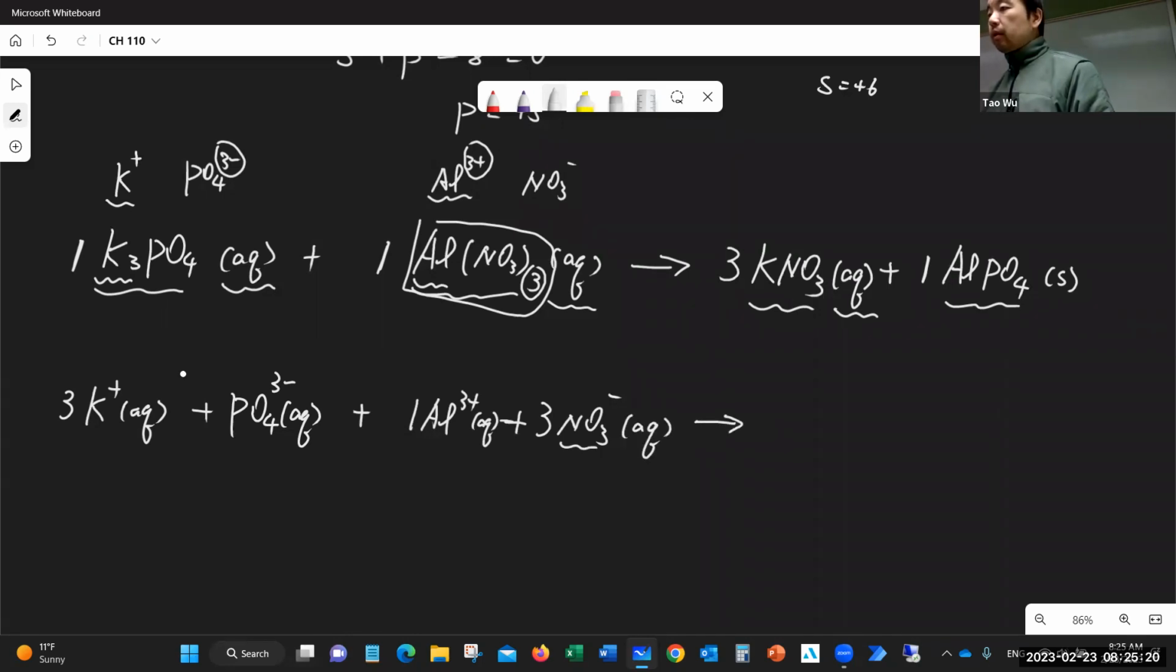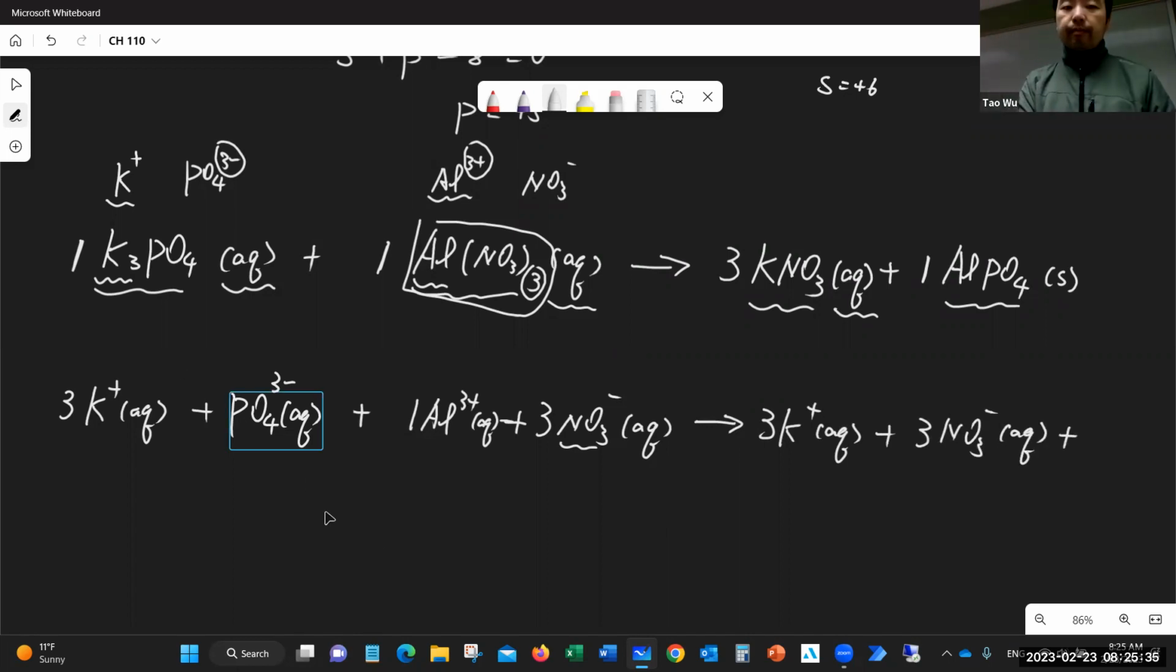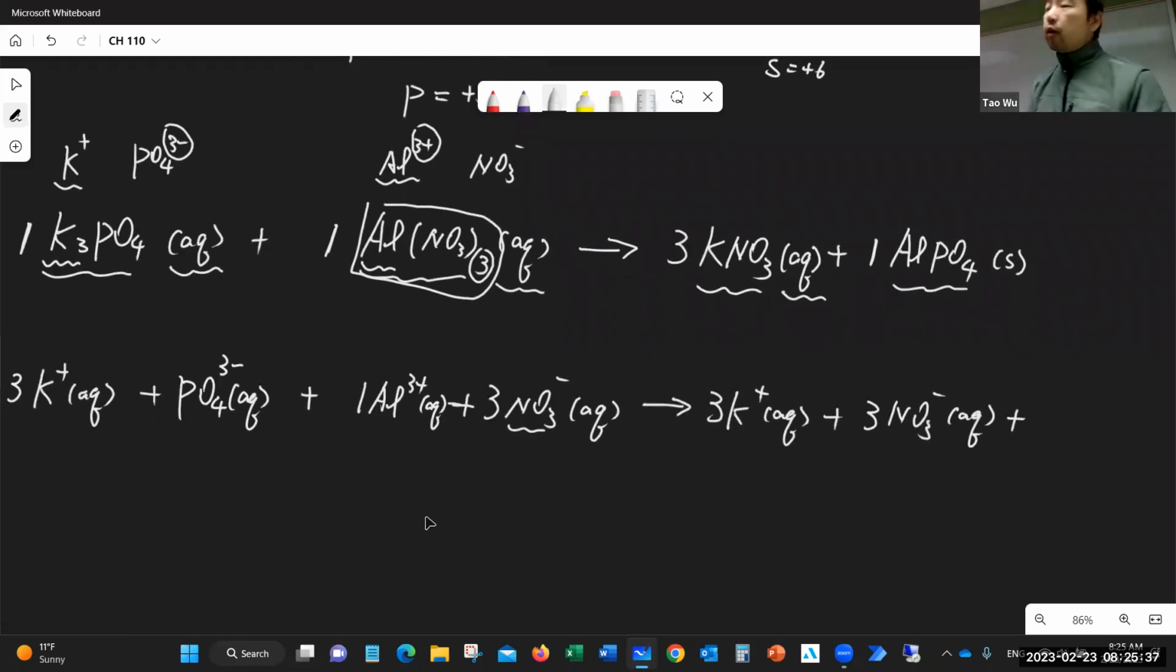And then we're having 3 of the potassium ion and 3 of the nitrate ion. And the last one, aluminum phosphate. Aluminum phosphate is a solid, okay? This guy is a solid, which means it's not going to dissolve in water, so it's not going to become ions. Only the one that can dissolve in water, you're going to write as ions.